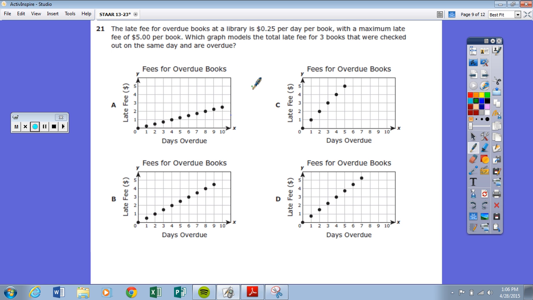Okay, 21. The late fee for overdue books at the library is 25 cents a day. And I feel like we've done this one before, with a maximum late fee of $5 a book, which graph models the total late fee for 3 books that were checked out on the same day. Okay, so we need to see that the rate is going up by a quarter per day.